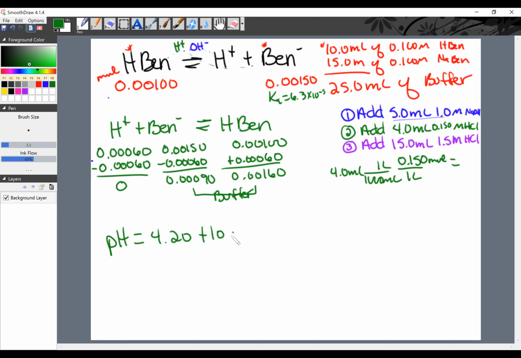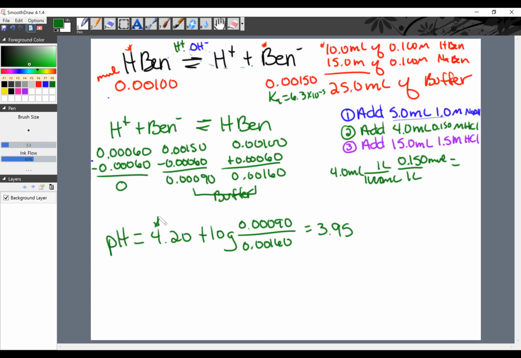plus the log of the base piece. Okay, and remember, I don't care where it's in the equation. You always put the base piece on top, divided by the acid piece. And divide those out. And add that to 4.2. Woohoo! 3.95. 3.95. Okay. Did I expect that kind of a pH?